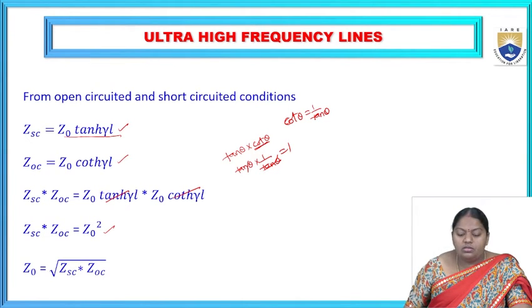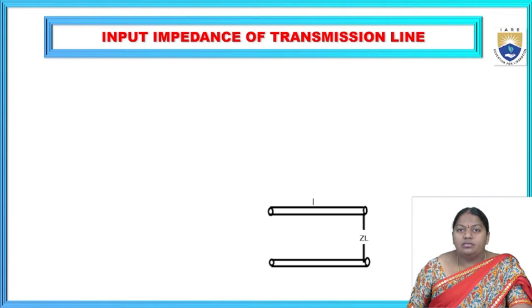This is the way we have evaluated two cases of ultra high frequency lines as circuit elements, open circuited as well as short circuited. From that, we have derived that the characteristic impedance is the square root of the product of the short circuited impedance and the open circuited impedance.